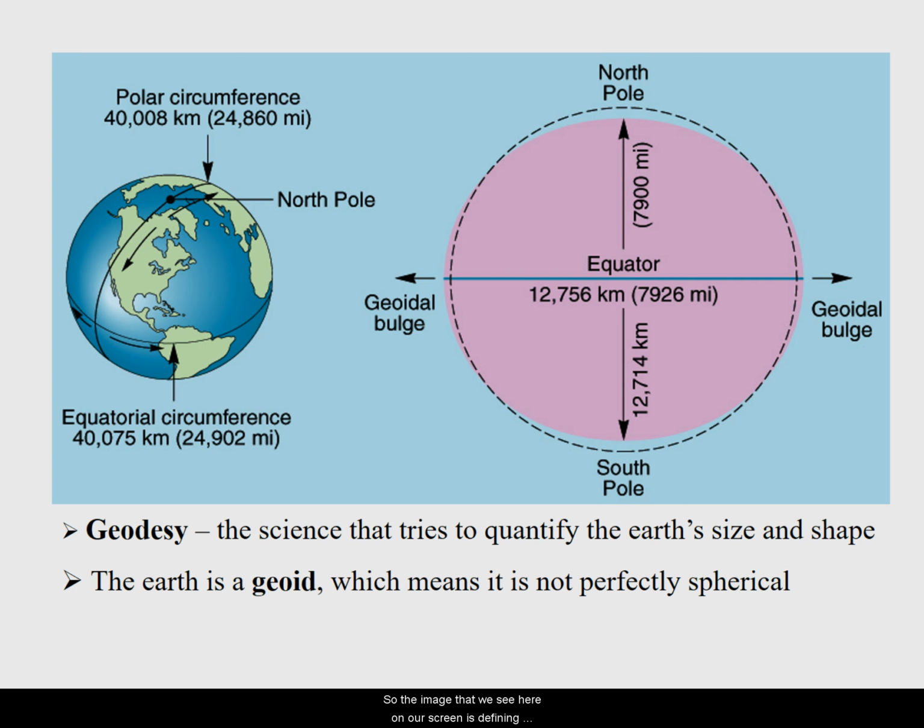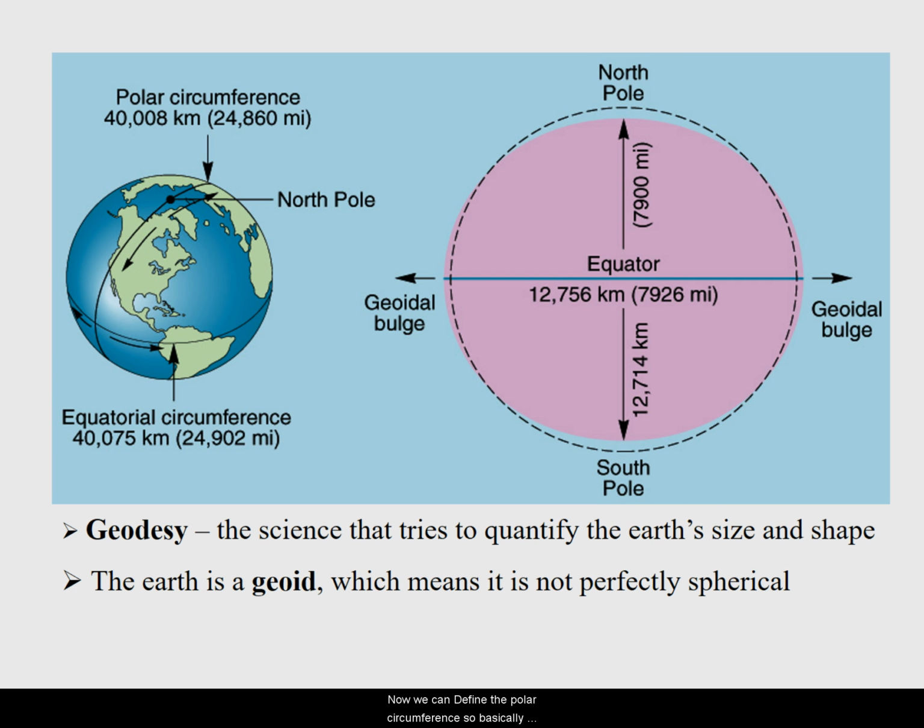So the image that we see here on our screen is defining the equatorial circumference, the distance around the equator. Now the equator is a line of latitude that directly divides the northern and southern hemisphere in half. And so we call that the equator. Now the equatorial circumference is measured at being 24,902 miles around. We can also describe it in kilometers, 40,075 kilometers.